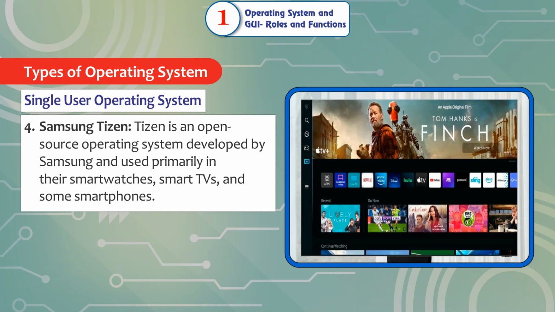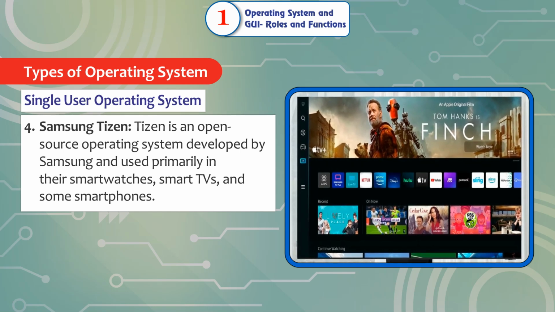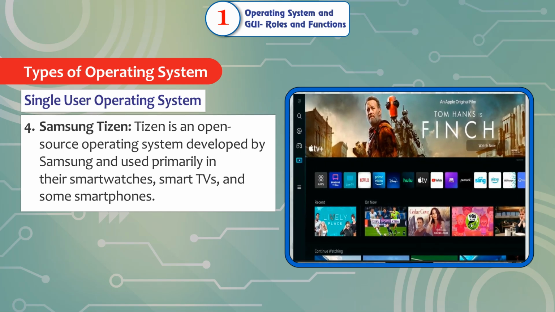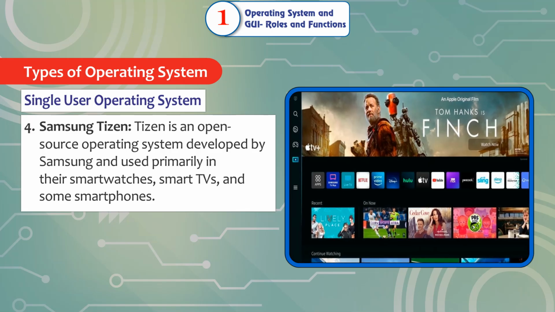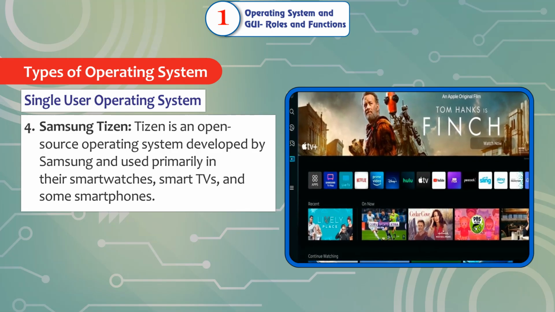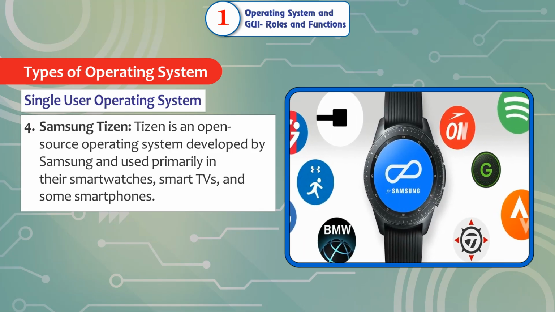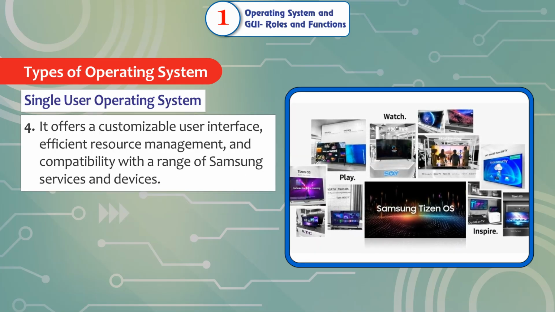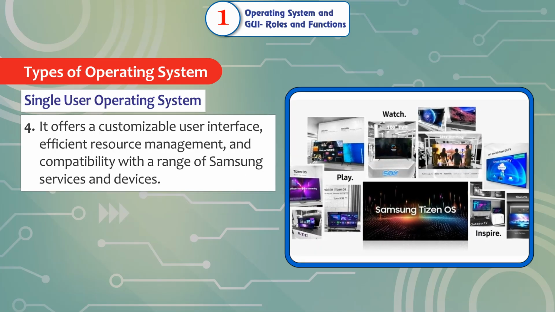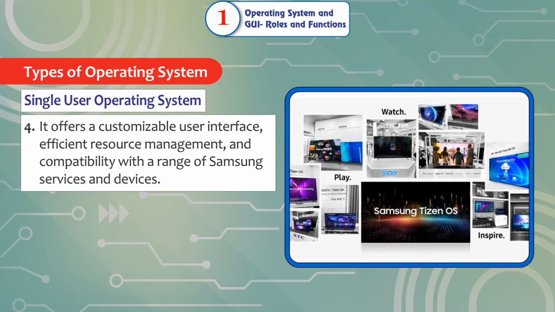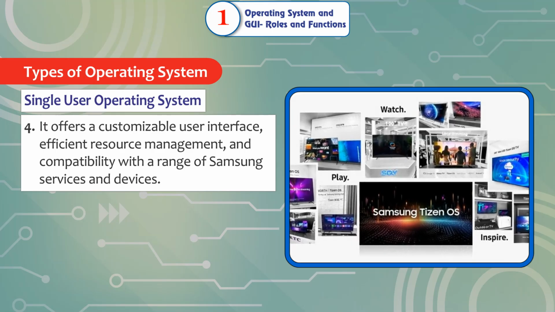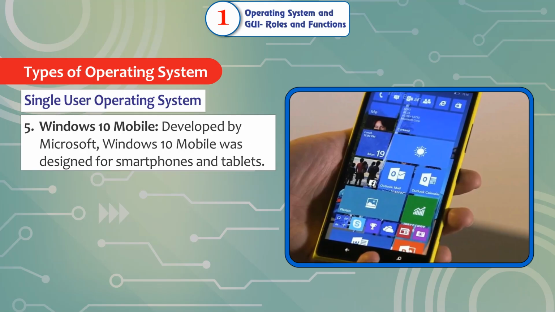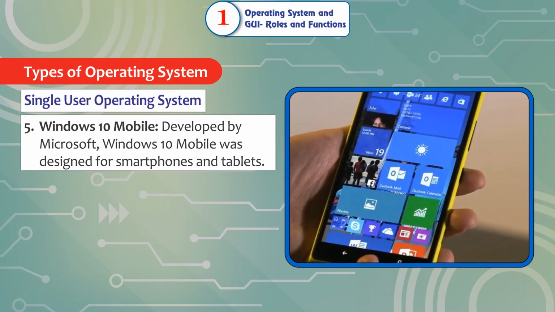4. Samsung Tizen. Tizen is an open-source operating system developed by Samsung and used primarily in their smartwatches, smart TVs, and some smartphones. It offers a customizable user interface, efficient resource management, and compatibility with a range of Samsung services and devices.